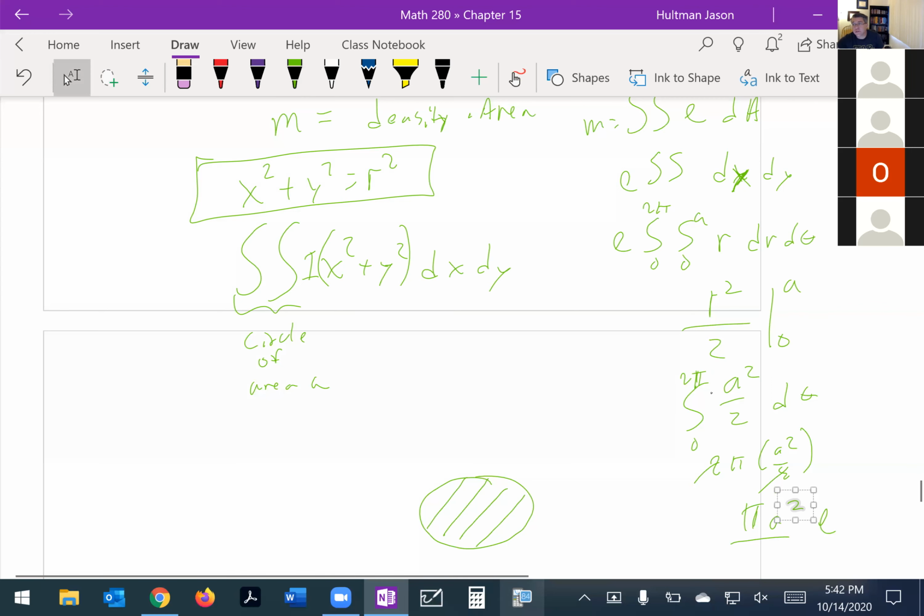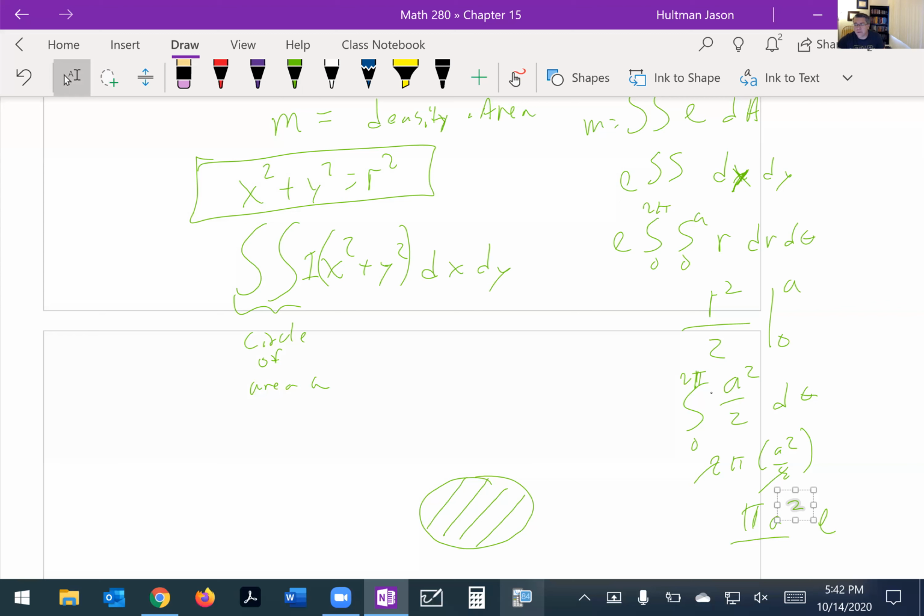You can do approximations of the area of a circle, but in order to prove it, you actually have to do it this way. You have to use a double integral.